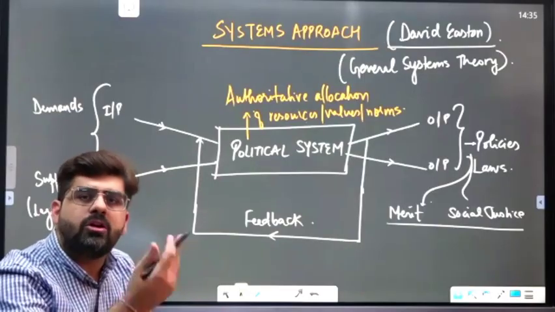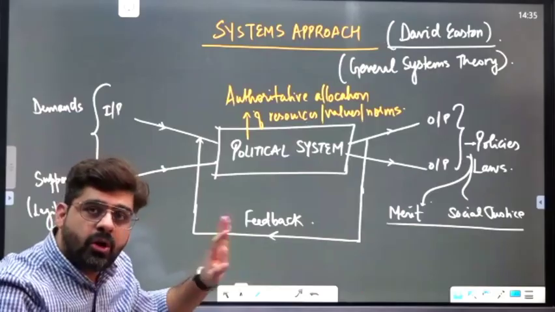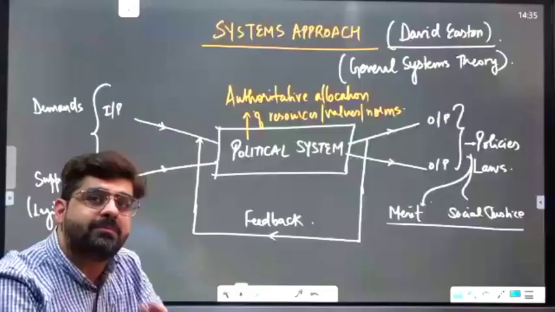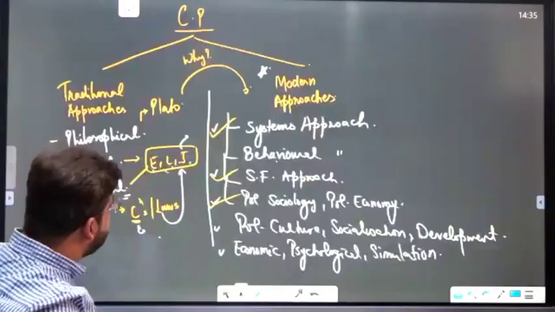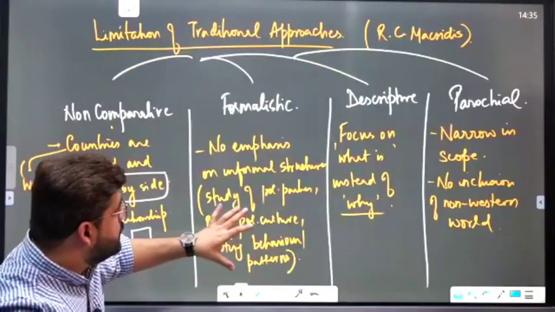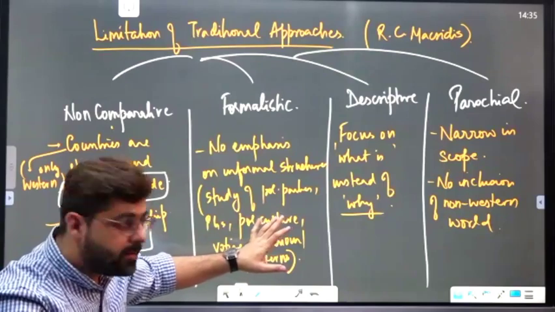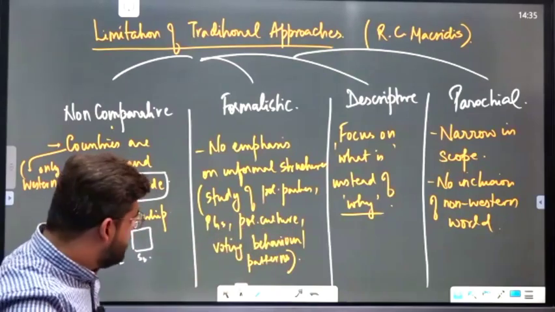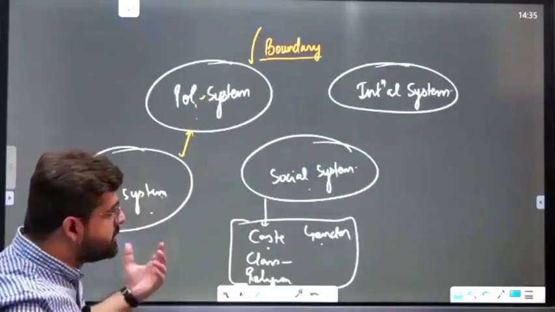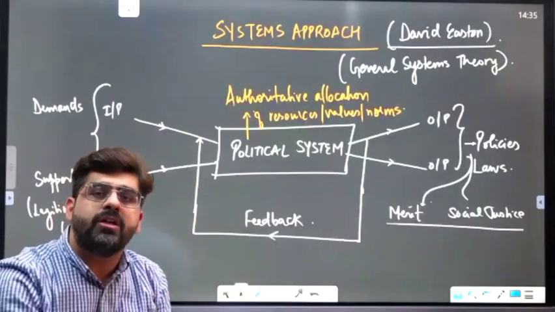This aspect is not included in your analysis. How can you call your study truly comparative? How can you call this study as including the informal structures which impact politics? The problem with the traditional approach is that it does not include this. Where is your study including all this analysis? You are still not including it. You can't say your approach is truly comparative.